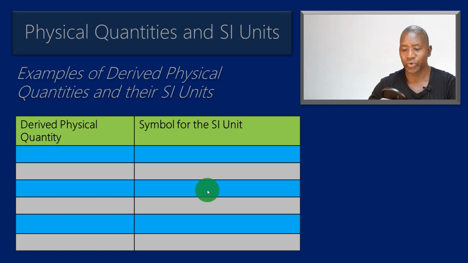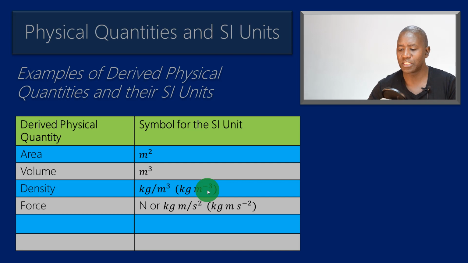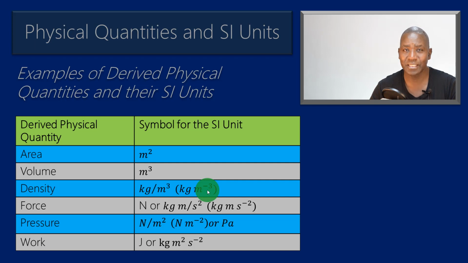Now, we are going to look at the derived physical quantity and the symbol for the SI unit. The first one is area. The SI unit is meters squared, followed by volume. Its SI unit is meters cubed. We are going to see how we obtain this SI unit. The density is measured in kilograms per meter cubed. Force is newtons or kilogram meter per second squared. Pressure is newtons per meter squared. Work is joules or kilogram meter squared per second squared. Let us see how we obtain these derived physical quantities.